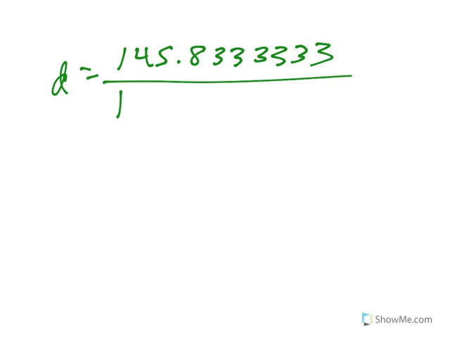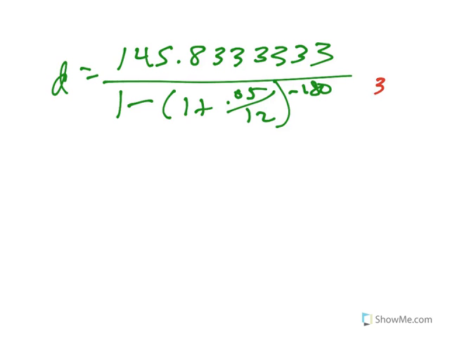So I now have 145.833333, and you want to take it out as long as possible. And then we have 1 minus (1 plus 0.05 divided by 12) to the negative 180. Okay, so now let's focus on the denominator.